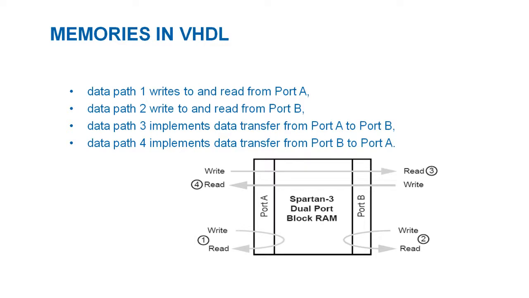So here are some resolutions for address contention. Data path 1 only reads and writes to port A, and it has no memory or address overlap with data path 2, which only reads and writes to port B. Data path 3 reads and writes to port A and reads from port B, and data path 4 writes to port B and reads from port A.